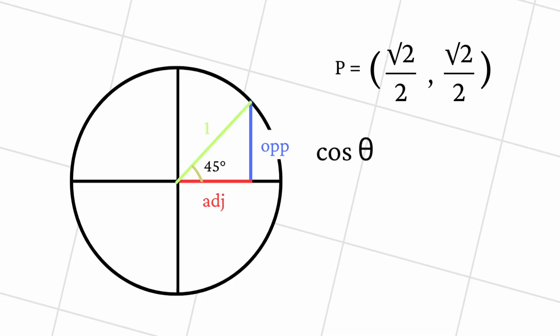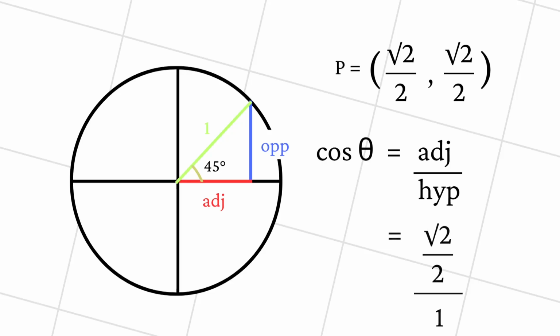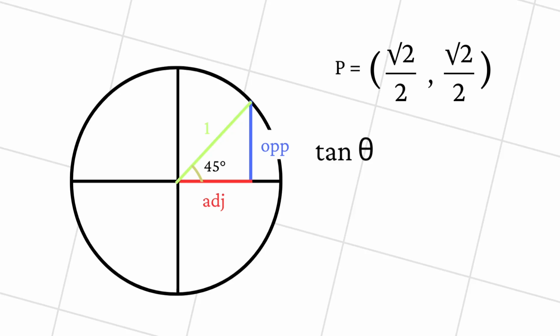For cosine, we follow the same method. We use the trigonometric ratio of adjacent side over the hypotenuse, which is also square root of 2 over 2 over 1. And simplified, it is square root of 2 over 2. For tangent, we follow another trigonometric ratio of opposite over adjacent, which now becomes square root of 2 over 2 over square root of 2 over 2.